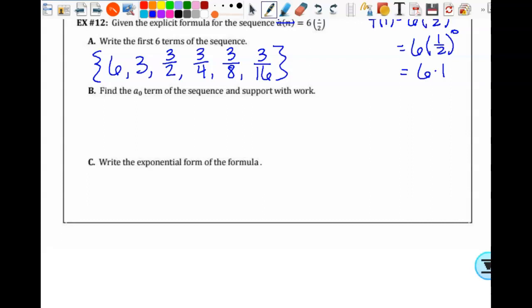All right, so I want to find the a sub 0 term of the sequence and support with work. Now, what is the a sub 0 term?